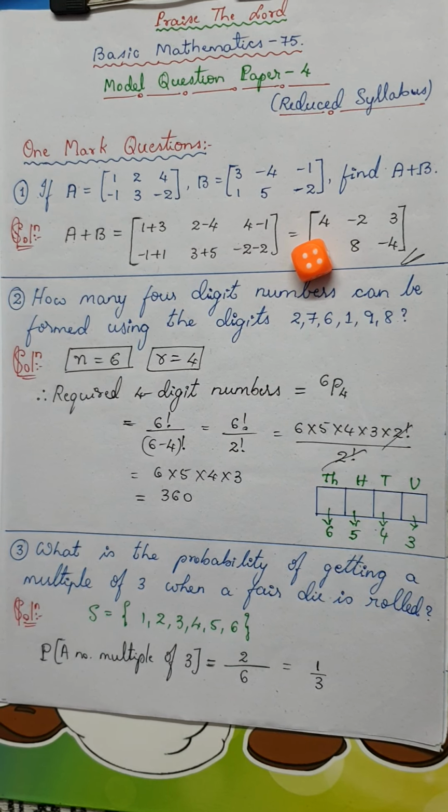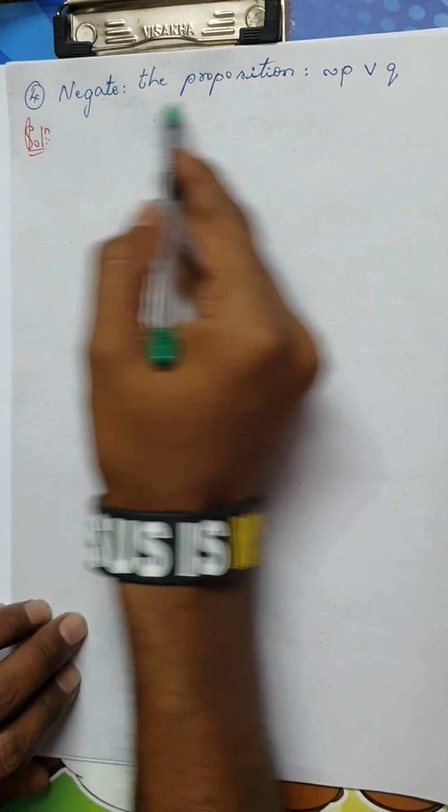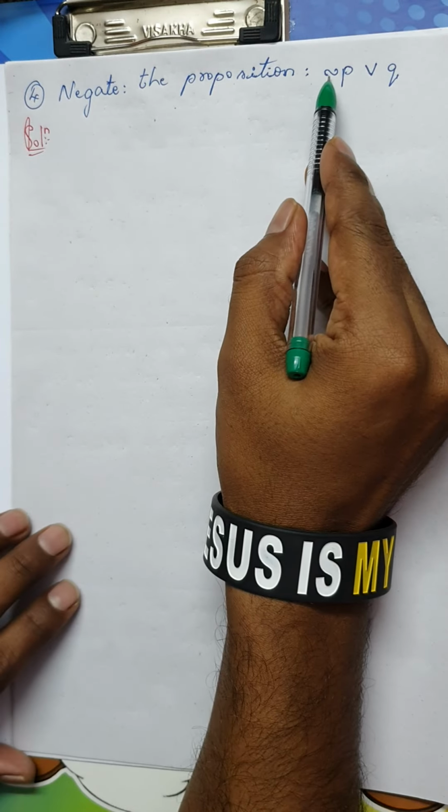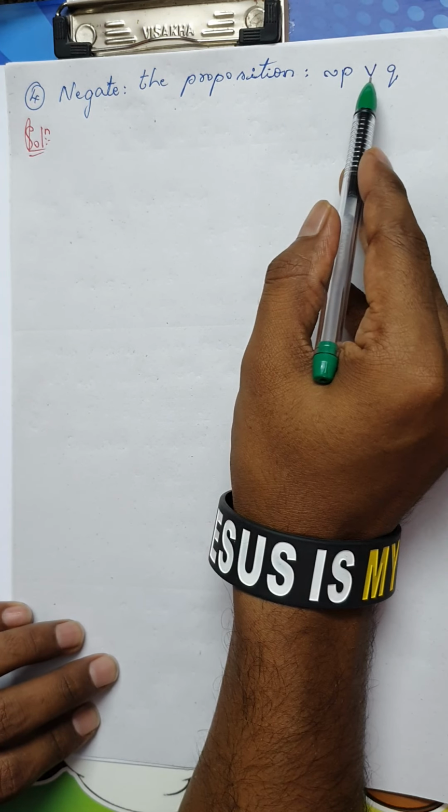So actually 1 mark questions are very simple, dear students. Only thing is you should know the basic groundwork concepts properly. Right? So done with question number 3. Let's go to question number 4. The next question is on mathematical logic. Negate the proposition. What is this? Negation of P or Q, isn't it?